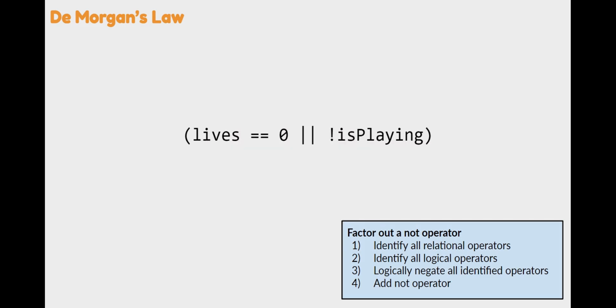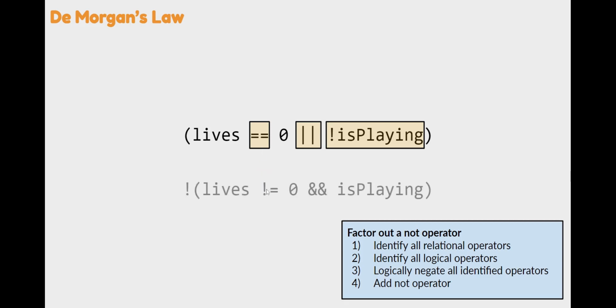Our final example of applying De Morgan's law, identify your relational operators. We have our equal to operator, and then we have not is playing. Identifying logical operators, we have the or. Logically negating those operators, equal to becomes not equal to, or becomes and, not is playing becomes is playing, and we write our not operator on the outside.